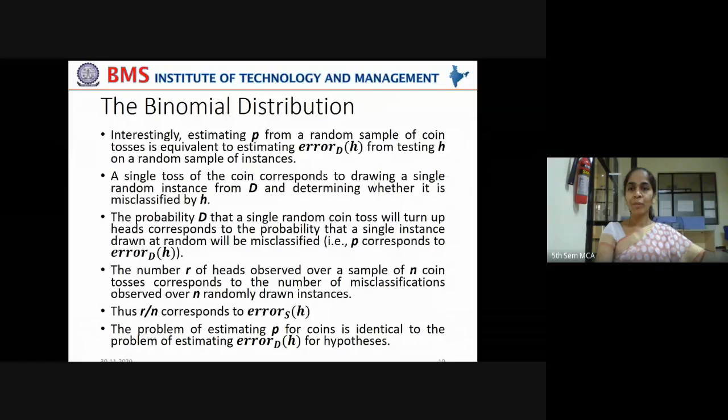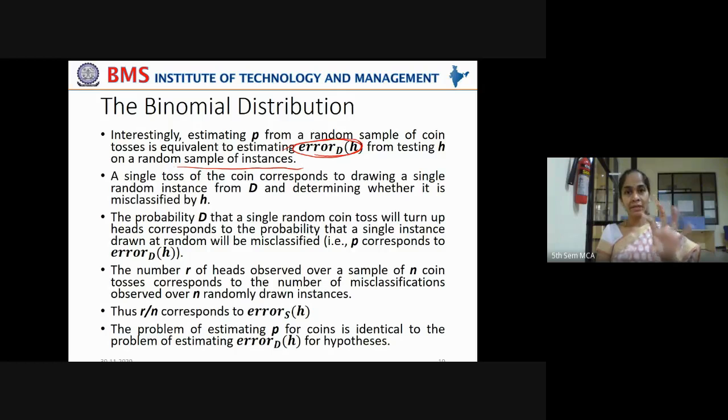Now, interestingly, what do we notice? Estimating P from a random sample of coin tosses is equivalent to estimating the true error from testing H on a random sample of instances. So when you take a sample and calculate the sample error, you call it error_S(H), the sample error. Now you take the population error. Can you compare this population error with P?